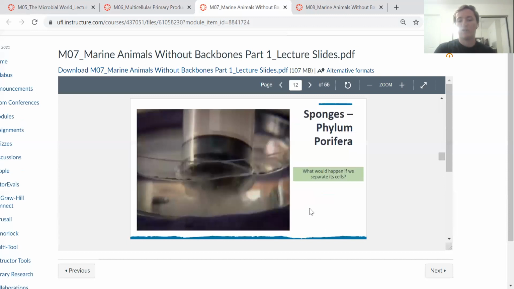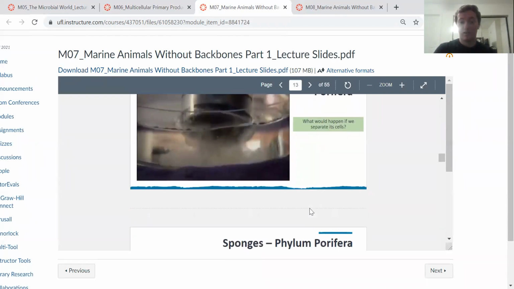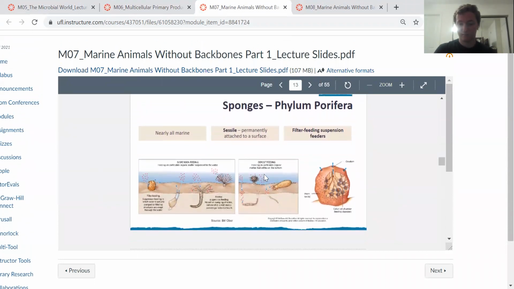Also know what happens if you centrifuge some sponges. They actually start coming back together, which is crazy to think about. That's really, really interesting. They're filter feeders and suspension feeders. That means they take that water in, they filter it, and they push it out through the osculum up top.